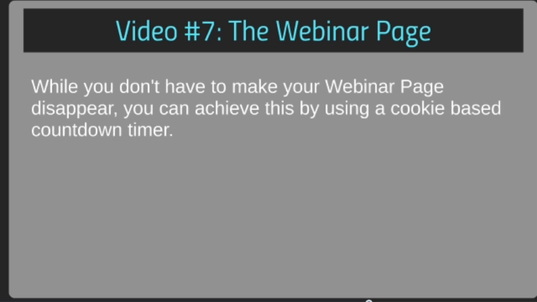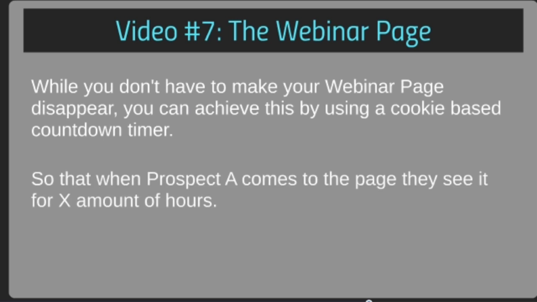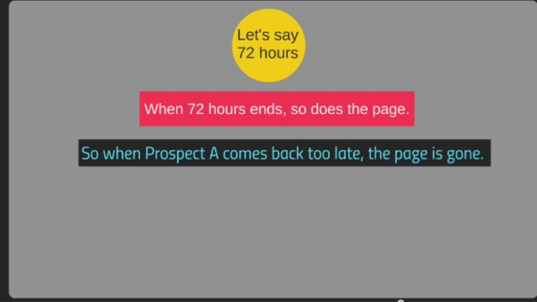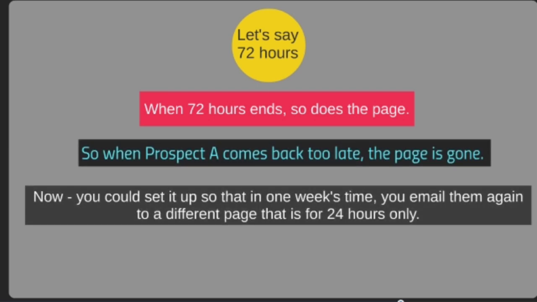Now, while you don't have to make your webinar page disappear, and you don't necessarily have to use the close or anything like that, you can achieve this if you want to by utilizing a cookie-based countdown timer. So that when prospect A comes to the page, they see it, let's say for an X amount of hours, let's say 72 hours. But when they come and they're warned that it's actually going to disappear, when they come back to the page and it has ended, it will have disappeared. So 72 hours, it ends, so does that page. So if they come back, the page is gone.